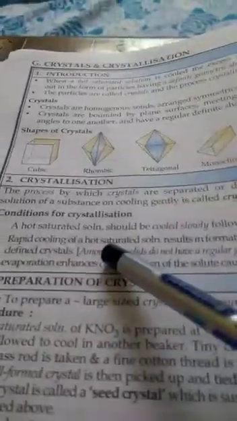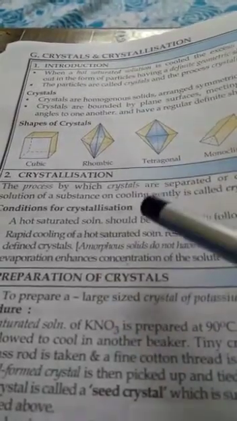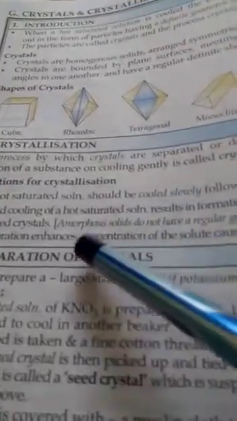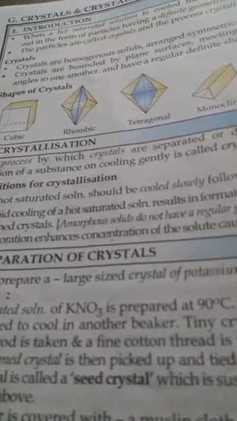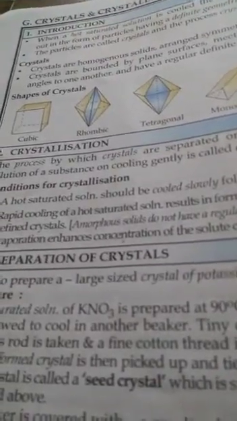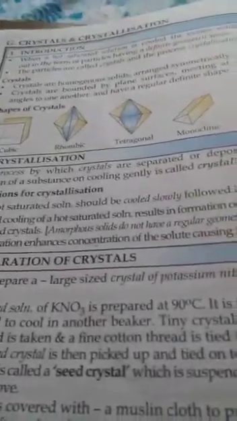gently is called crystallization. Now one important thing to remember, that the liquid should be cooled slowly, because if you cool the liquid rapidly, instead of getting crystals, you will get amorphous solid. Amorphous solid is a solid that does not have a regular shape. Just like crystals have regular geometrical shape, but amorphous solids do not have regular geometrical shapes. So this is the reason that the solution is cooled very slowly.